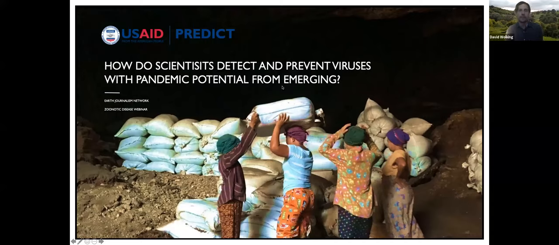Okay, so we're going to get into how the PREDICT project in particular works around the world to build capacity and really strengthen capabilities to detect and prevent viruses from emerging. And how do we do that?